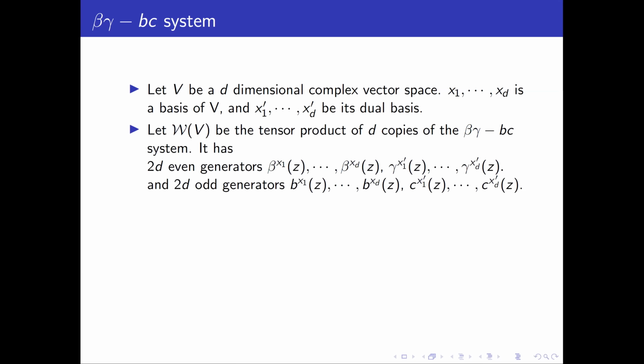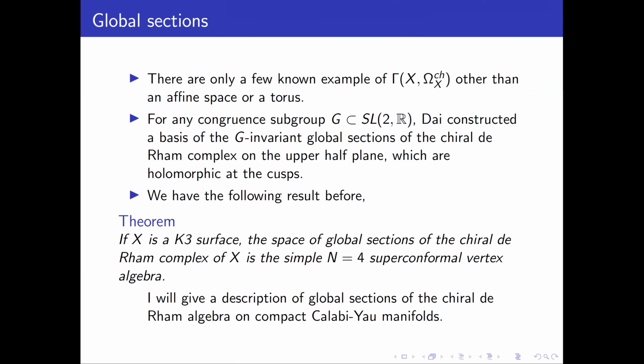Let W_V be the... Can I interrupt for a minute? Can you go back to your K3 result? This one? Yeah. What is the central charge of this N equals 4 algebra? The central charge is c equals 6. Okay. Is that easy to see? Why 6? I would have expected 4. Why is it 6? It is equal to 3d. d is the dimension. K3 is 2 dimensional, so it's always 3d. Okay, got it. All right, thank you.